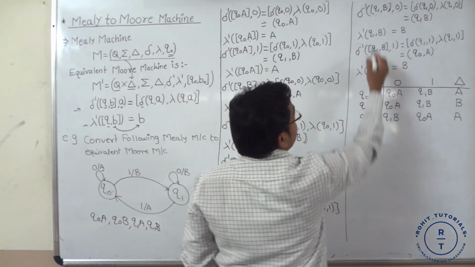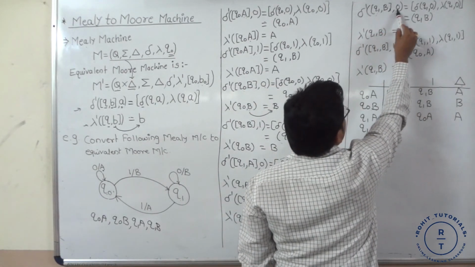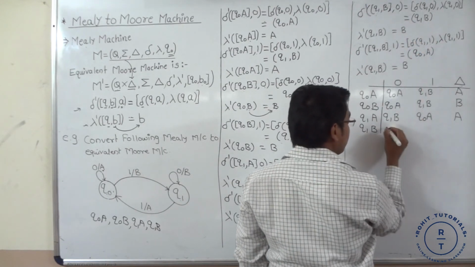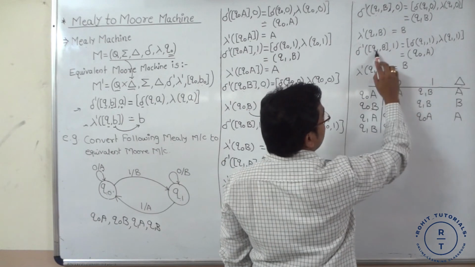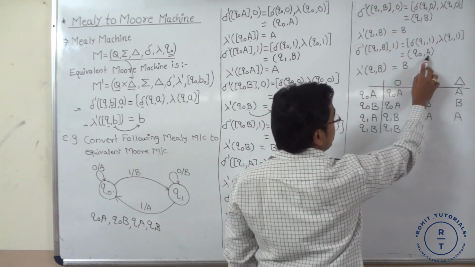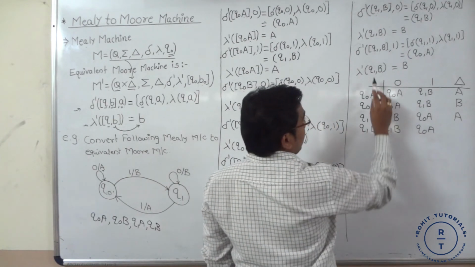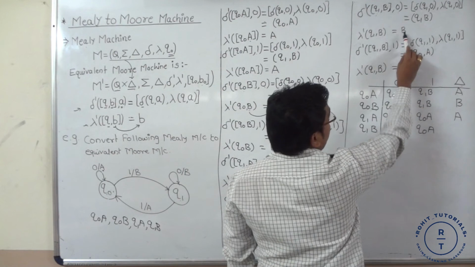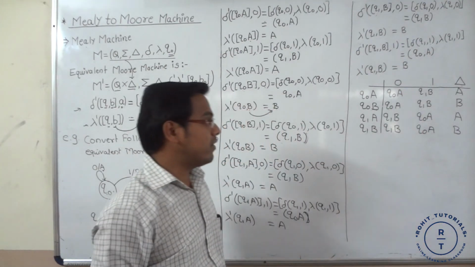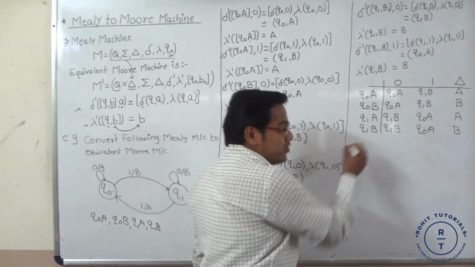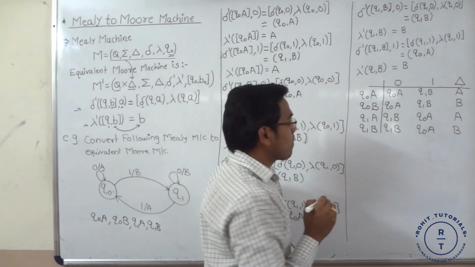And last is Q1B. Q1B, when 0 occurs, it goes to Q1B state. Q1B state, when 1 occurs, it goes to Q0A state. Q1B state output is B. So here we have considered the output is B. So this is the state transition table for the Moore machine.